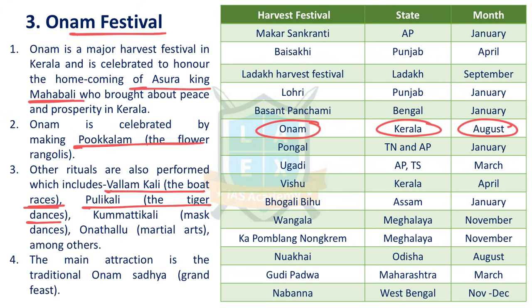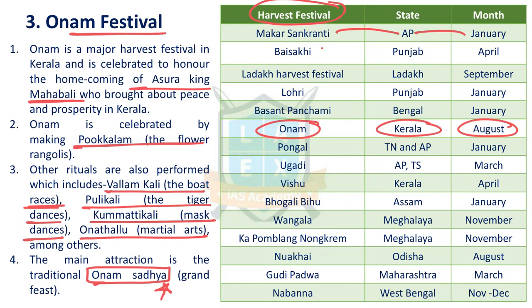Pulikali means tiger dances. Kummattikali means mask dances. Onathallu means martial arts, among others. And Onam Sadhya, the grand feast, is the main attraction of this particular festival. Here we have to remember other harvest festivals. Let's say Makar Sankranti, celebrated in which state, in which month. Baisakhi, which state, which month. Like that we have to go through this table.